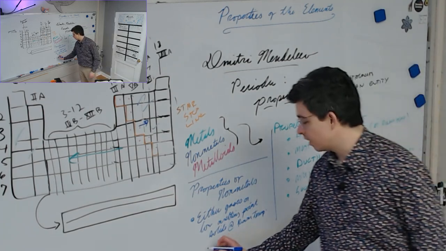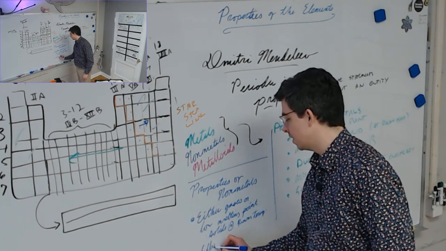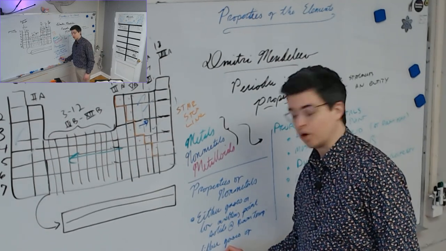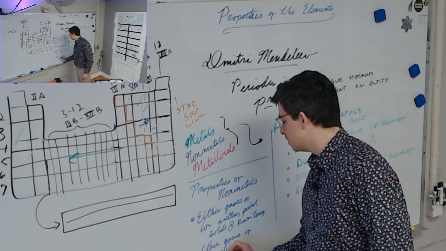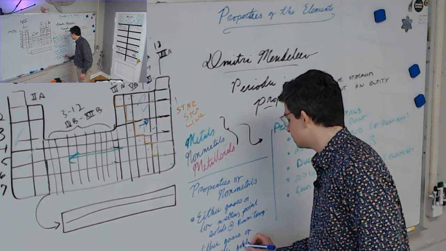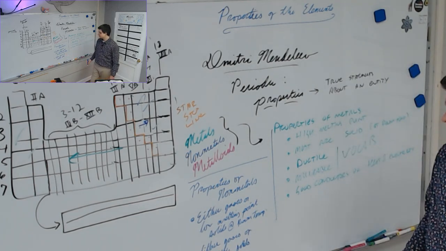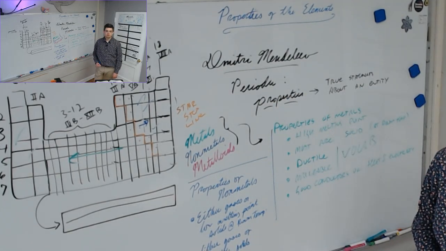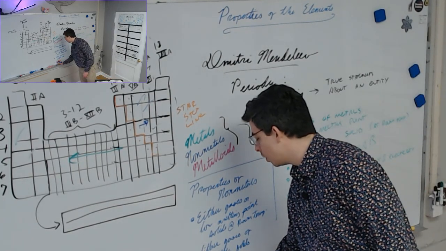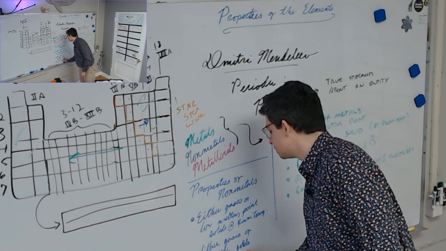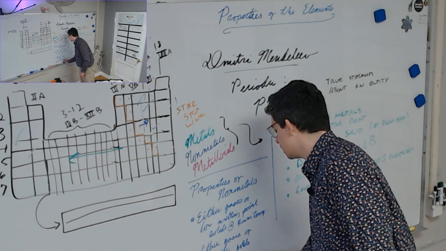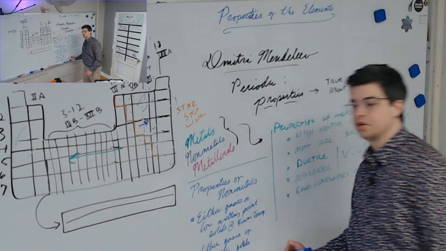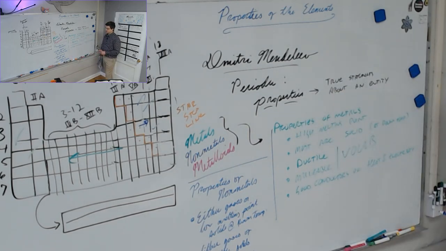And what do we call that property? They are either gases, which you can't really hit with a hammer, or, what's the better word, brittle solids. So what's the first thing that I say? Either gases or brittle solids. And then if metals were good conductors of heat and electricity, nonmetals are poor conductors of heat and electricity.